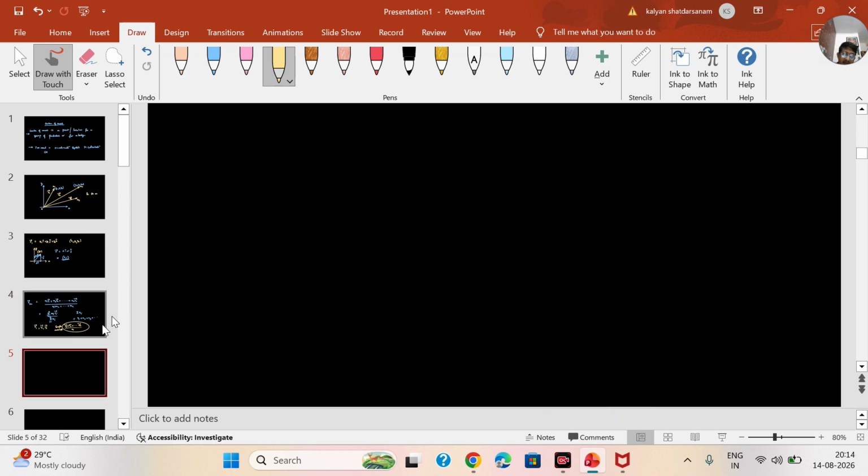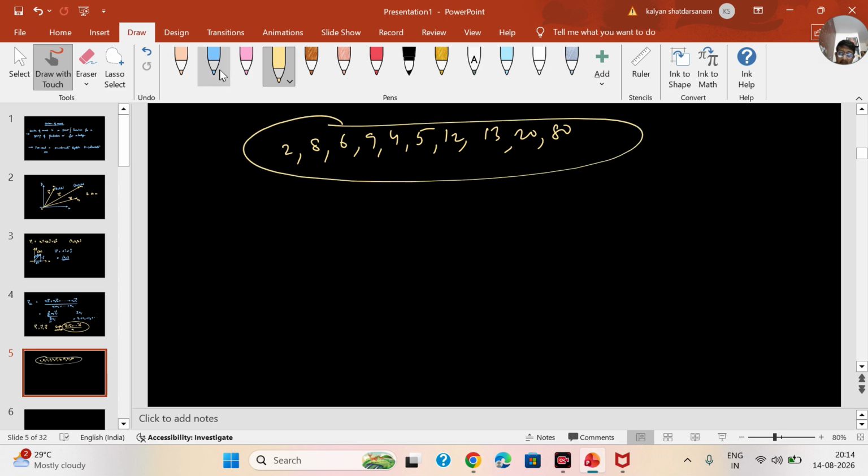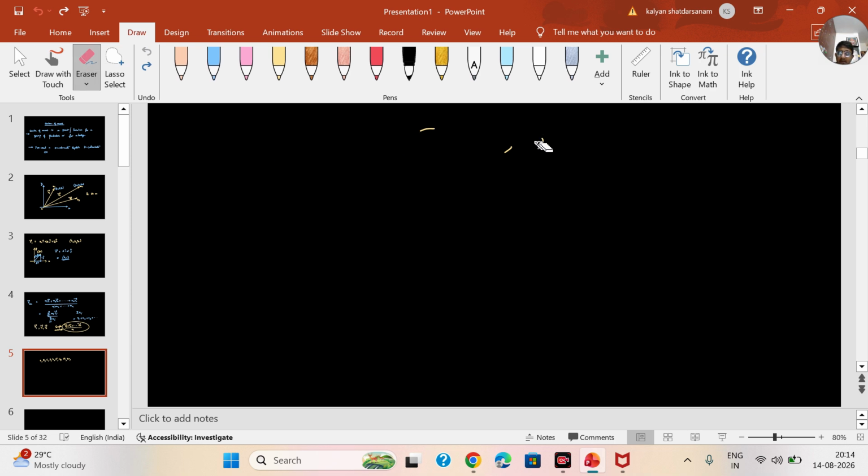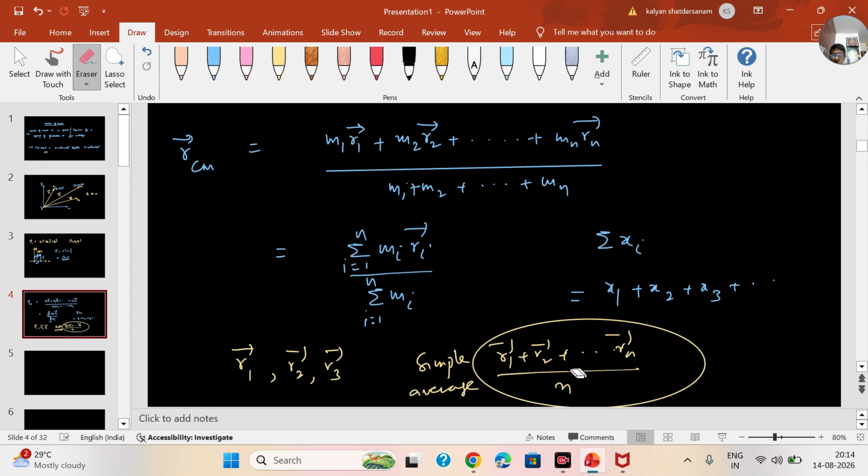For example, if you have 10 numbers: 2, 8, 6, 9, 4, 5, 12, 13, 20, 80. What is the average? You add all of them and divide by the number of these numbers, which is 10. 1, 2, 3, 4, 5, 6, 7, 8, 9, 10. Ten numbers are there, so we add and divide by 10. That is the simple average. Similarly, if you take all these positions, add them and divide by the number of those positions, that becomes the simple average.